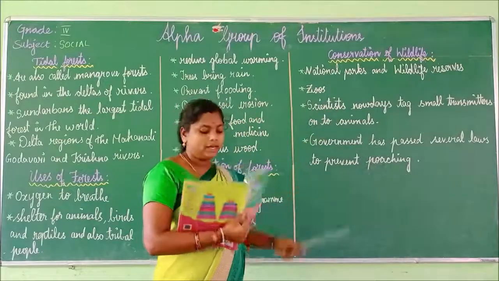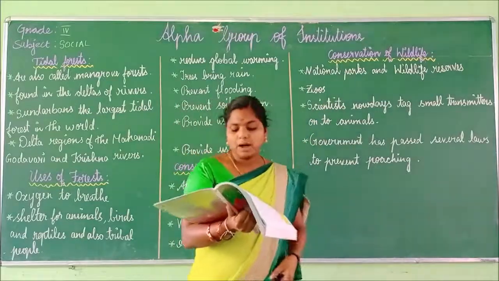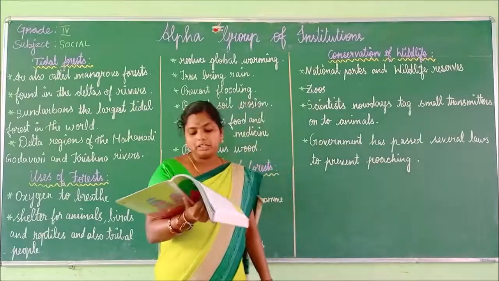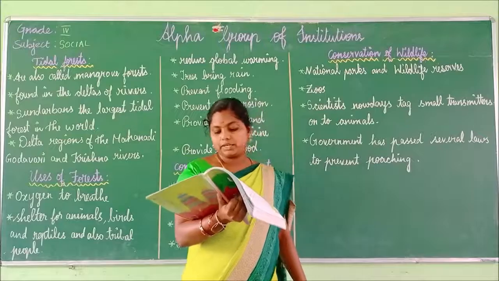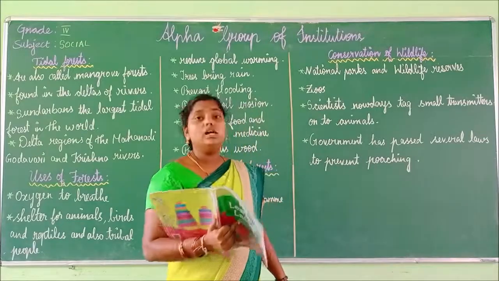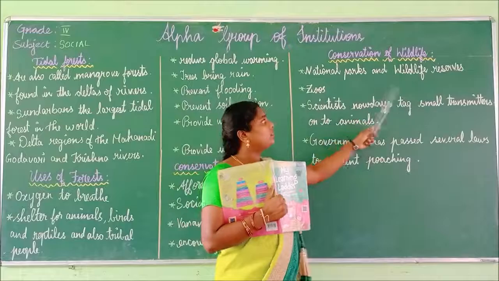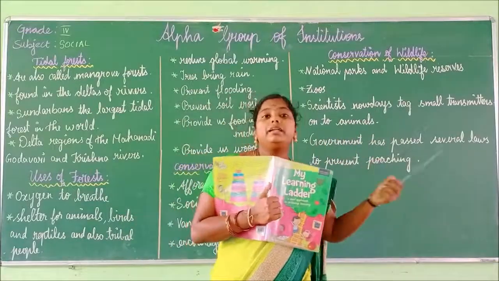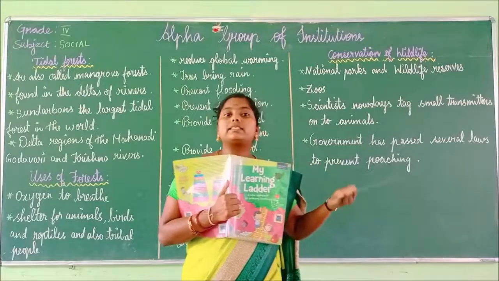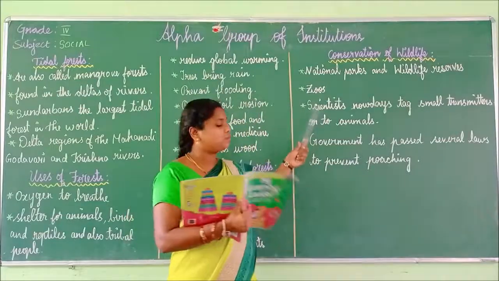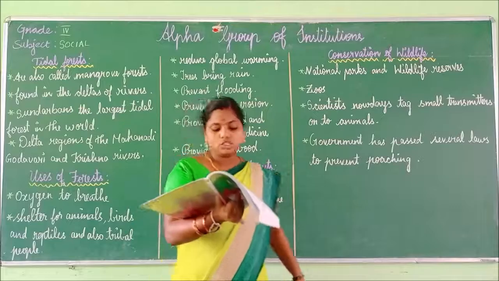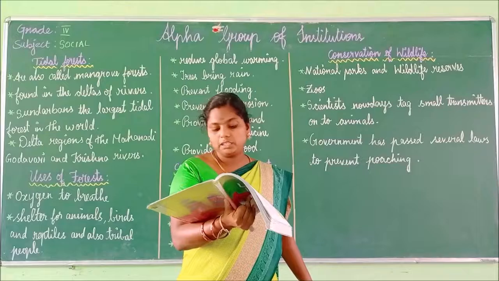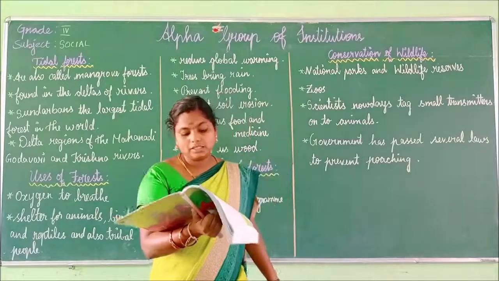Conservation of wildlife. National parks and wildlife reserves protect many animals that are becoming endangered by providing a safe and protective natural habitat for them to live in. They protect endangered species which are going to become extinct. The next one is zoos. Zoos have also bred some endangered animals in captivity to help maintain these species and increase their population.